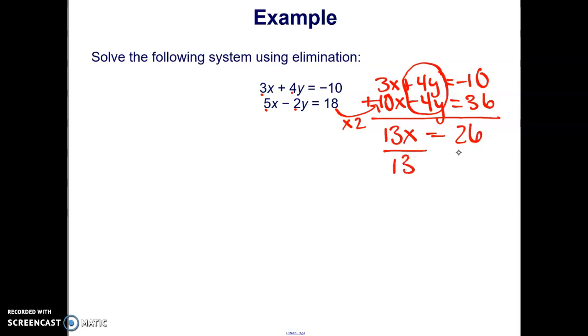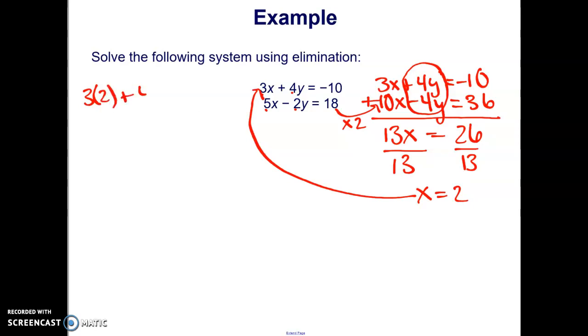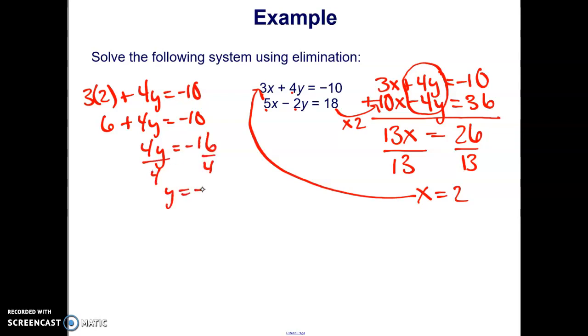Go ahead and solve for x. X equals 2. I'm not done. I'm going to go up here and substitute it in, and I get 3 times 2 plus 4y equals negative 10. 6 plus 4y equals negative 10. So 4y equals negative 16. Dividing both sides by 4, I find that y equals negative 4. So I have an x value and a y value. I believe my answer is 2, negative 4.